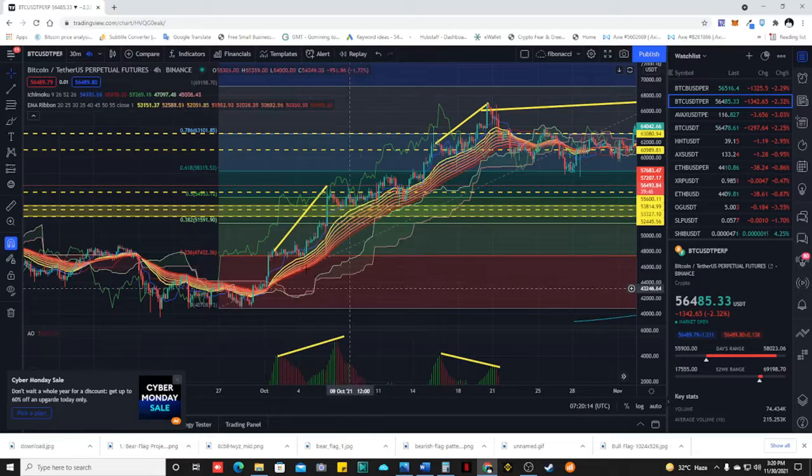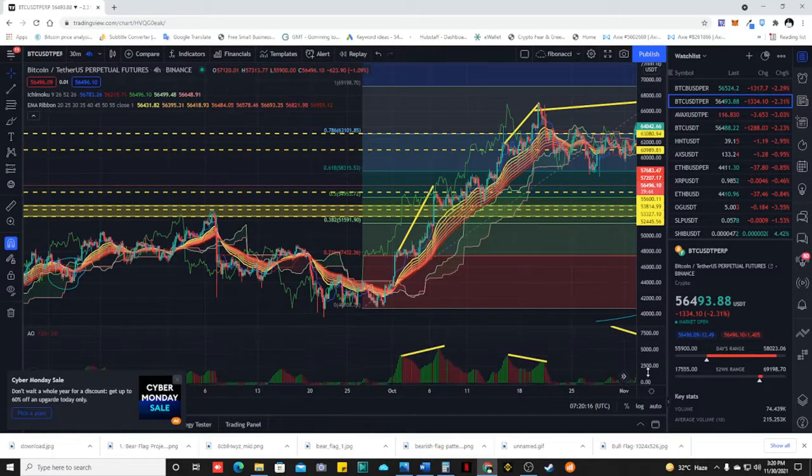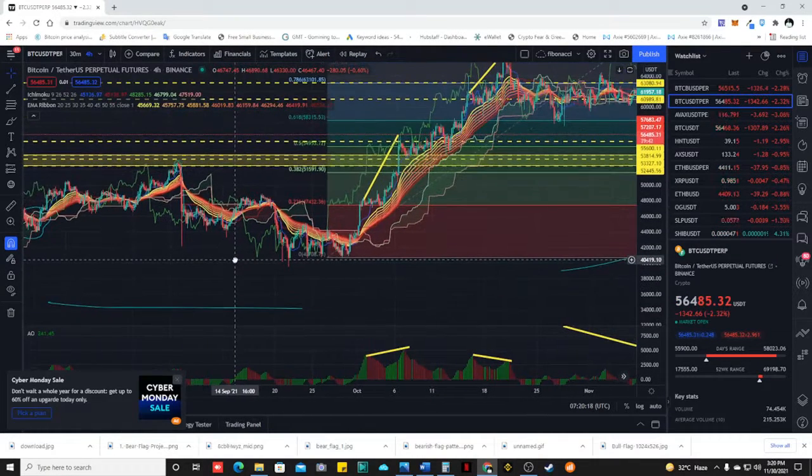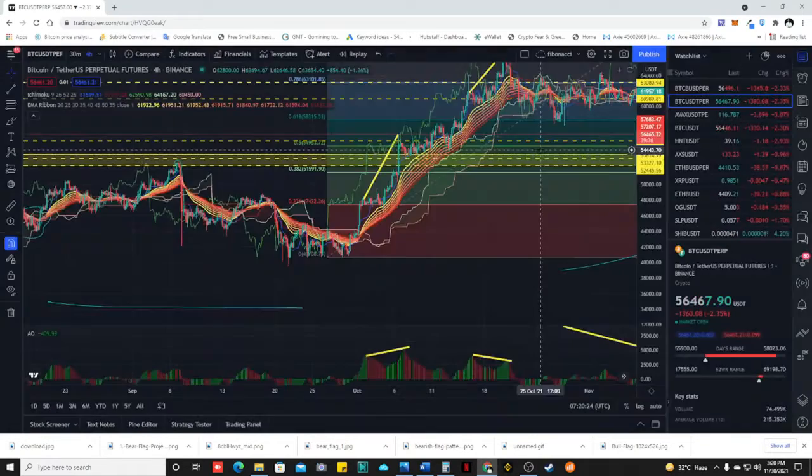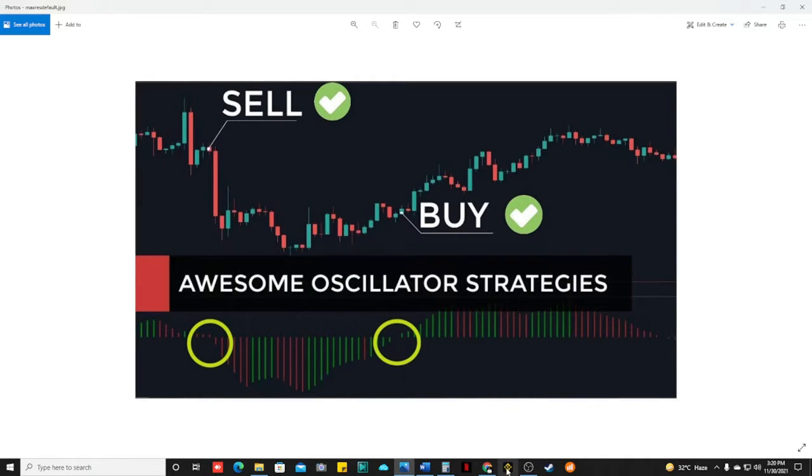Okay? So, how important is the Awesome Oscillator? It's important in making money. Okay, you want to make money? Then use the Awesome Oscillator. Okay? So let's check RSI. So what is RSI?